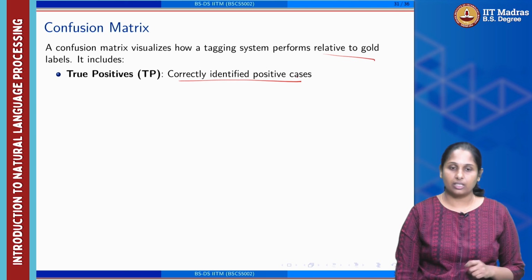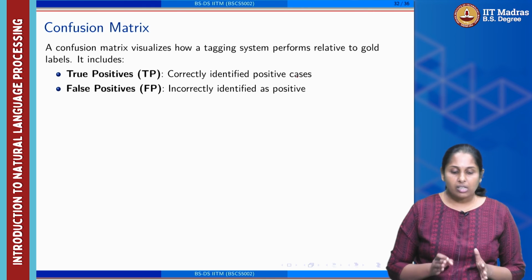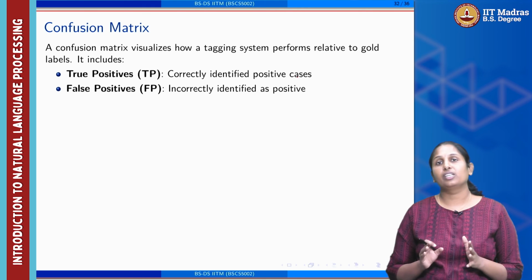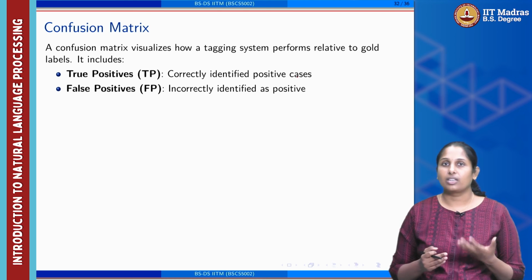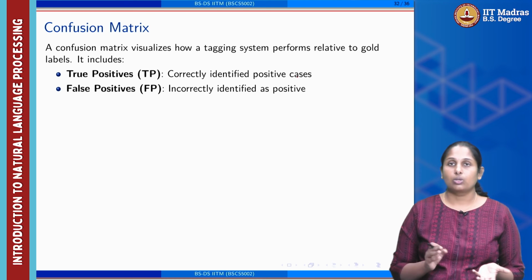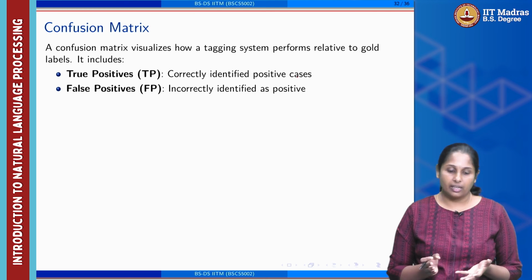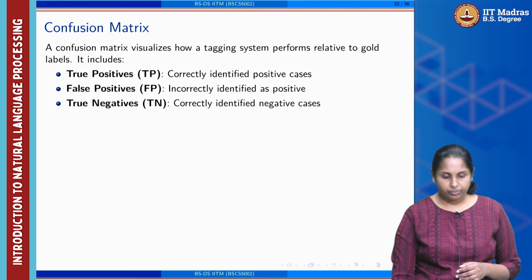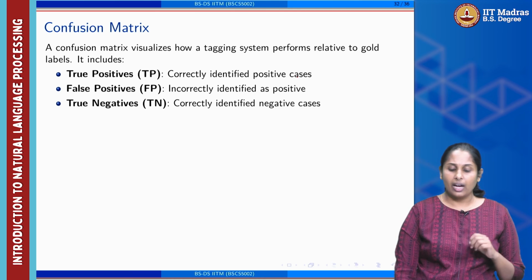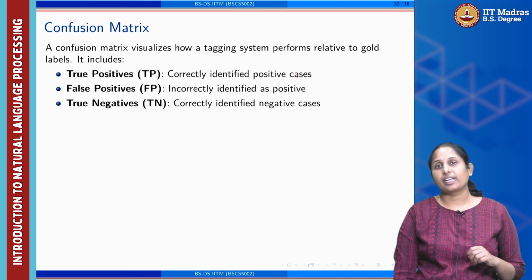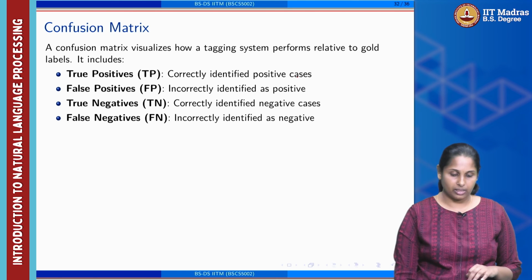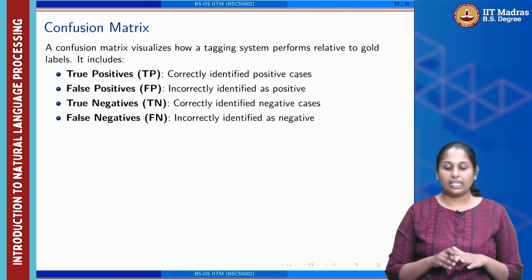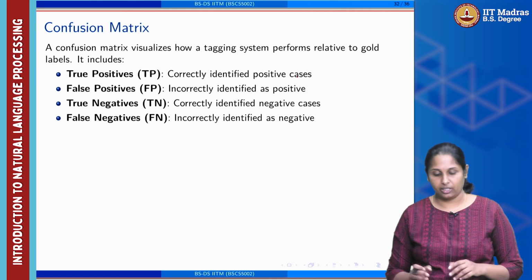So those contexts are true positives, and false positives are incorrectly identified as positive. Let's say John is incorrectly identified as a noun instead of a proper noun. So that is a context where it's a false positive. And true negatives are correctly identified as the negative class, which is not there in the training corpus, let's say. And false negatives are incorrectly identified as negative.